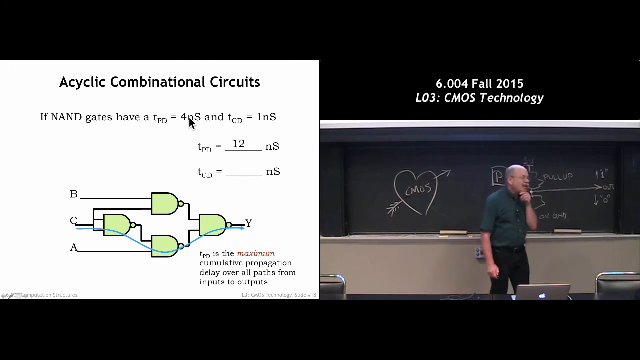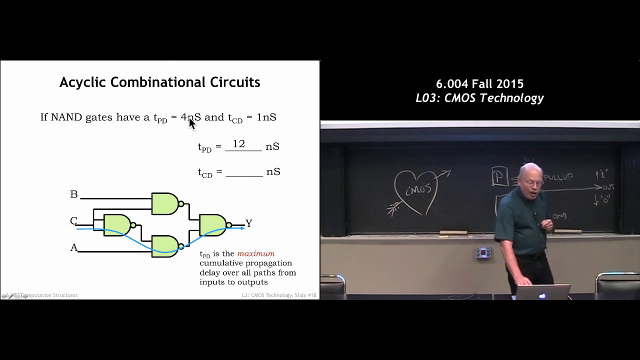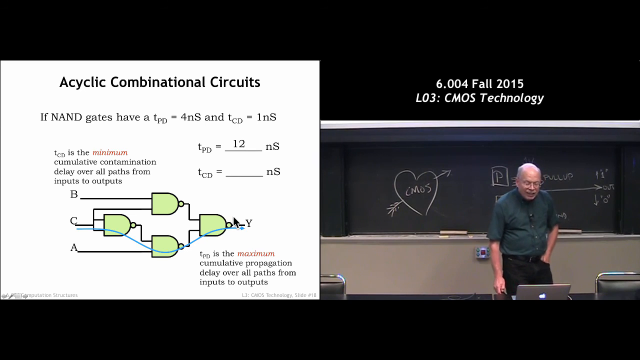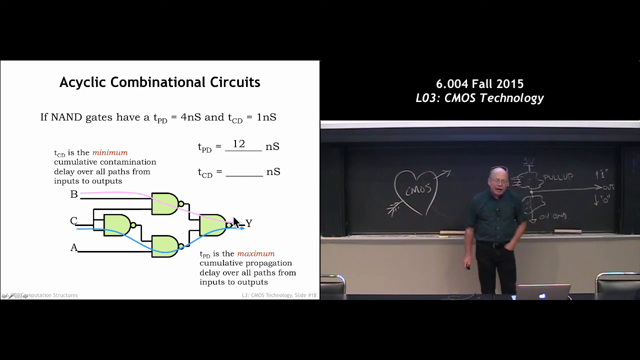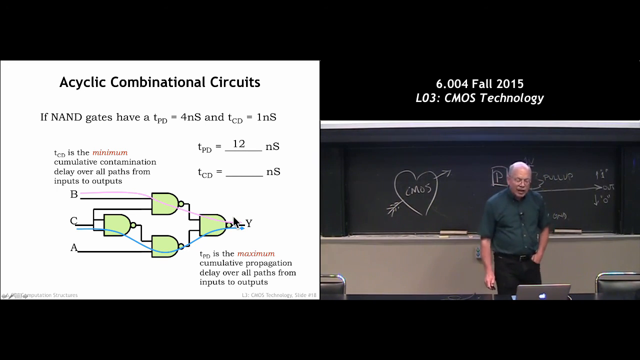For the contamination delay, what's the shortest time in which if I start changing the inputs here, the output will stay valid? And now we're looking for the shortest path, and then we'll sum up the TCDs along the shortest path, and in this case, we'll get 2 nanoseconds. Okay, so you'll get lots of practice of this with various tutorial problems.